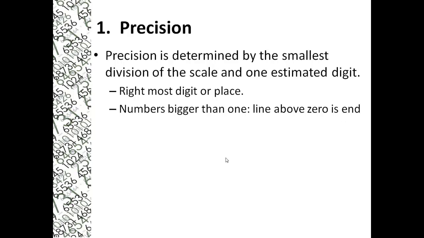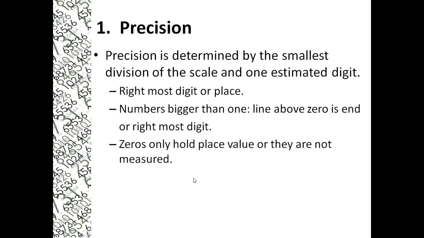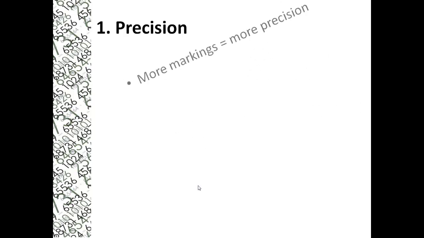That's the end of the precision. If you see a line above a 0, that's the end. Or just simply the rightmost digit. Okay, actually the rightmost non-zero. All right, so sometimes those zeros just hold place values and they're not really measured, and you'll see examples of that here in just a second.